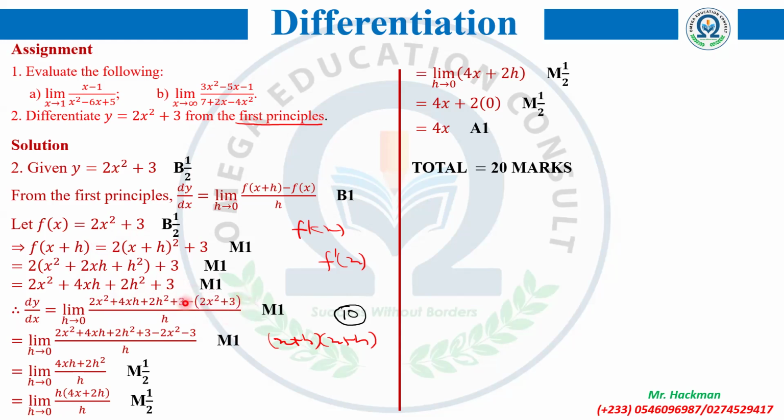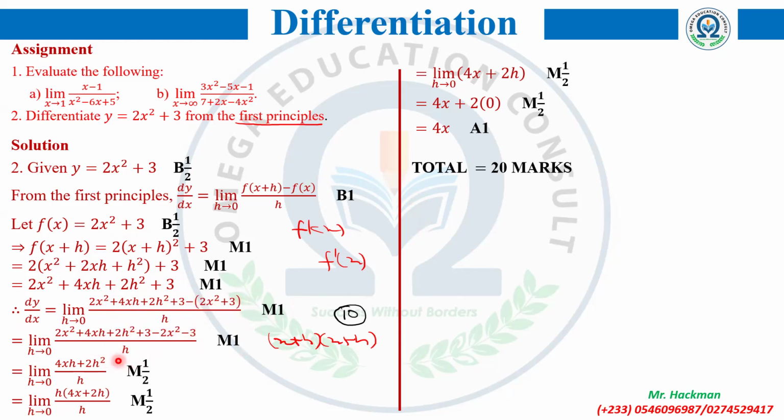Failure to put it in bracket here will be M0, A0. Your marking becomes very easy. The meaning is different if you don't put it in bracket. So after putting this one in bracket, your next step is to come and remove this bracket. So we have removed the bracket here. In that case, this will be left intact. Then this will give you minus 2x squared minus, what, 3.